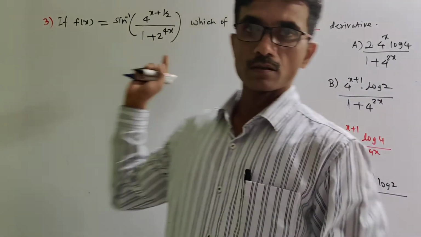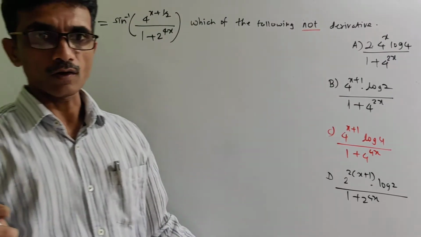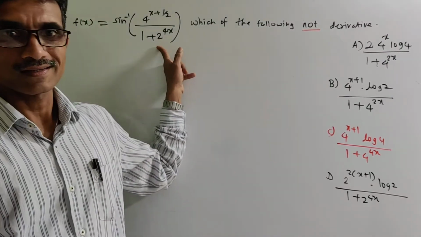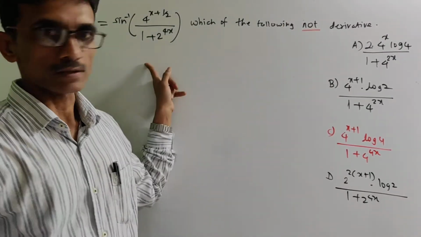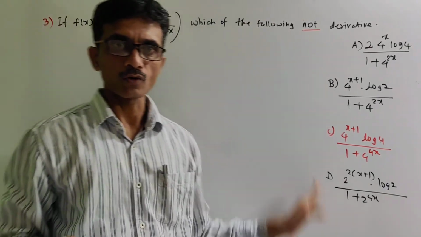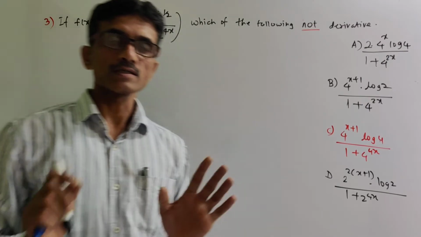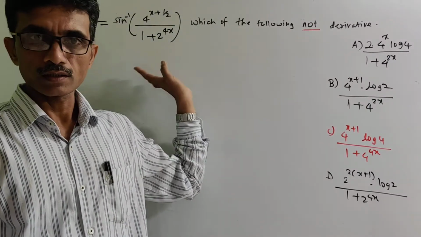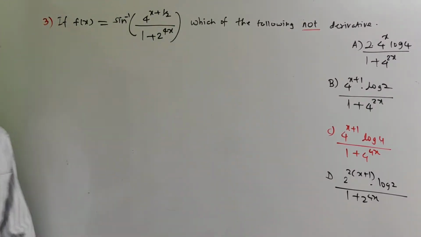Question number 3: if f(x) is this, out of these 4 options only one option is there which is not a derivative of this function, and we find out that option.